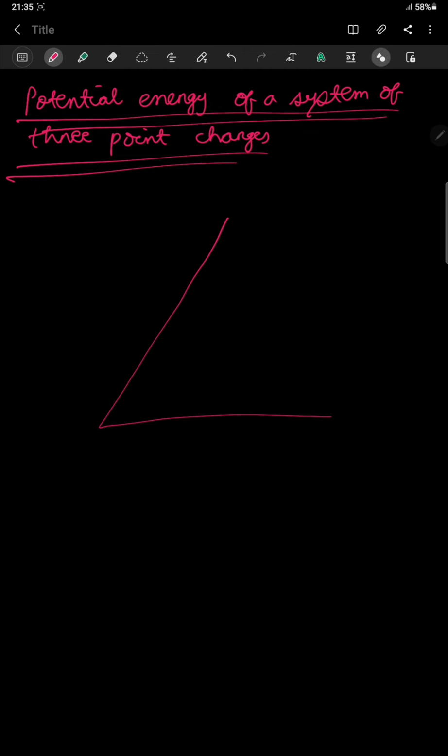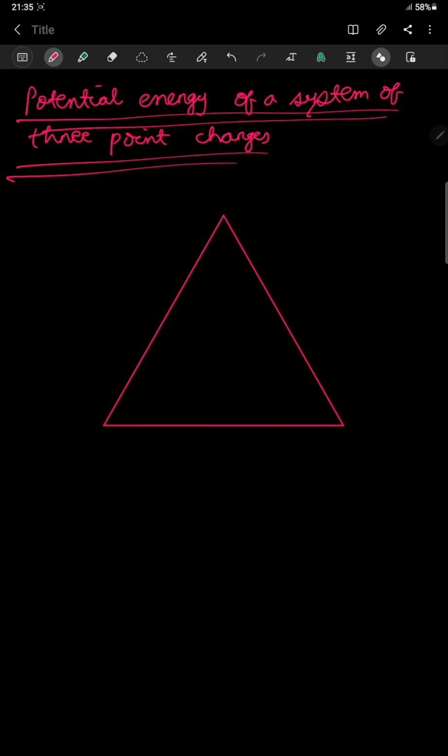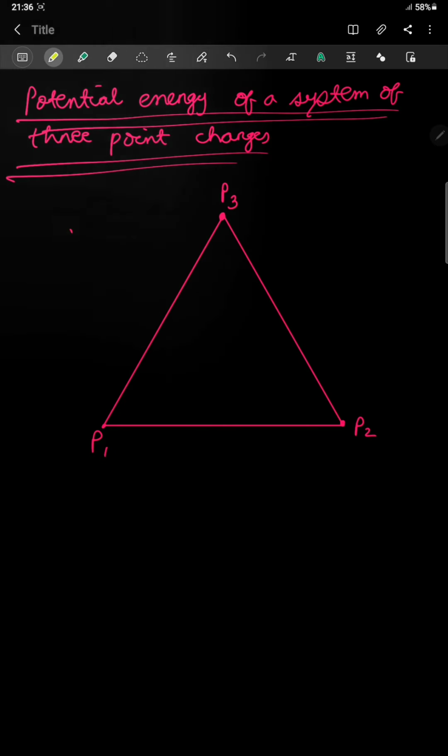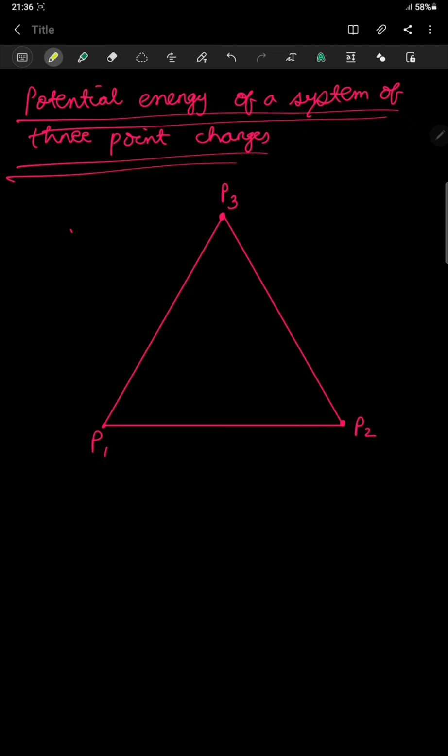Let me form a triangle in this manner, and I will choose different positions. Suppose this position is P3, this is your P2, and this is your P1. So these are 3 different positions of the triangle. Now what I have to do is bring the charges one by one and place them at the positions.